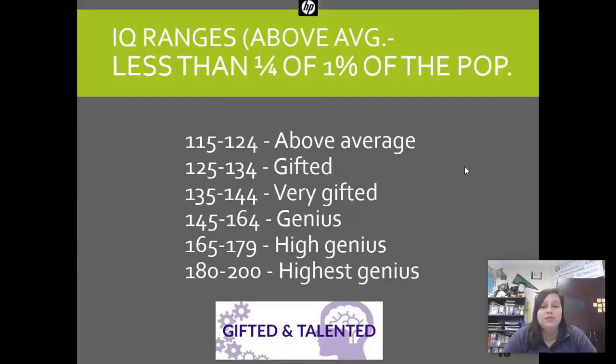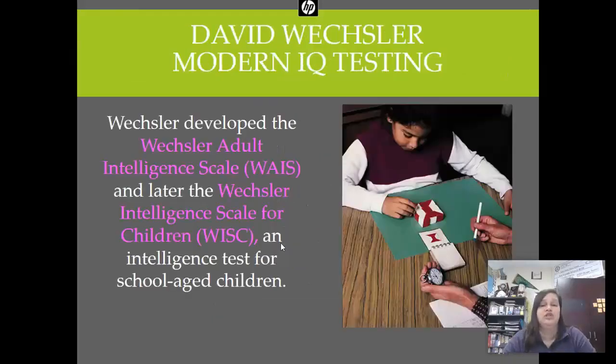Looking at the opposite end of the spectrum, less than a quarter of 1% of the population are what's considered above average IQ. So above average is above 115. Gifted, and usually what most schools will use to qualify somebody for gifted and talented, is around 125 or higher. Genius, 145 and higher, and then highest genius, 180 to 200.